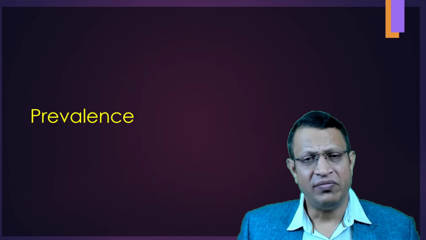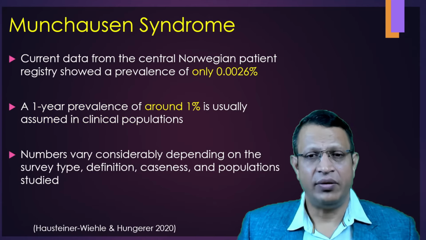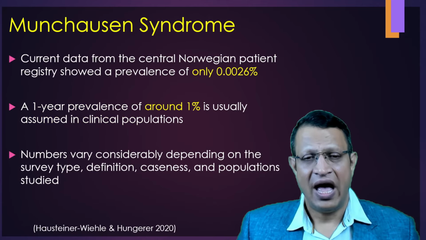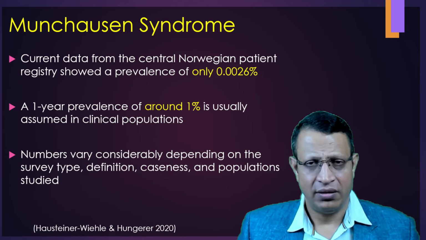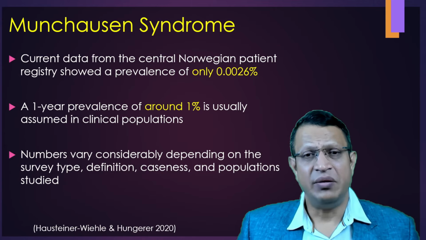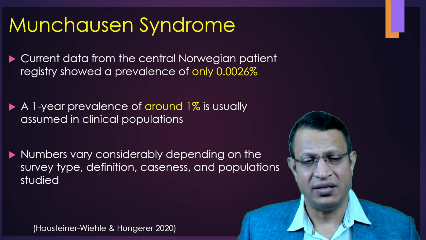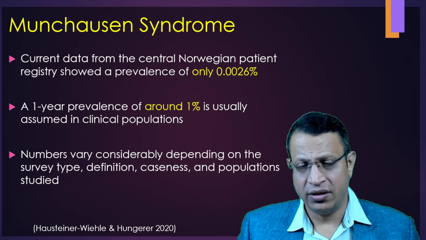What is the prevalence of this factitious disorder? The current data from Norwegian patients has clearly shown that in the general population, the prevalence is very minimal. It is 0.0026%. If you look at the clinical population in the hospital, the one-year prevalence is hardly 1%. This number varies across various studies. The reason being where the survey was done.